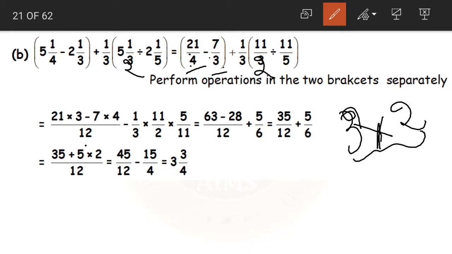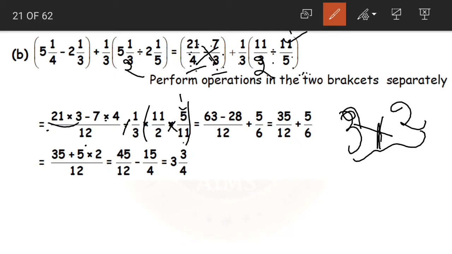Now coming to cross multiply: 21 into 3 minus 7 into 4, over 12, plus 1 by 3. Now again we have these two terms in the brackets: 11 by 2 divided by 11 by 5. As we have the division symbol here, we replace it with multiplication and write the reciprocal. 5 by 11 becomes the reciprocal of 11 by 5. Clear till now, students? Yes.